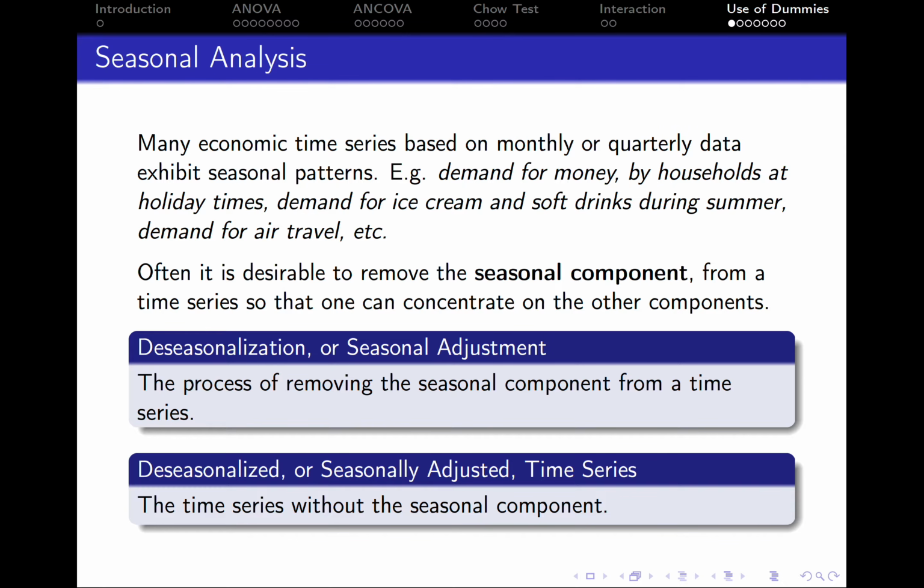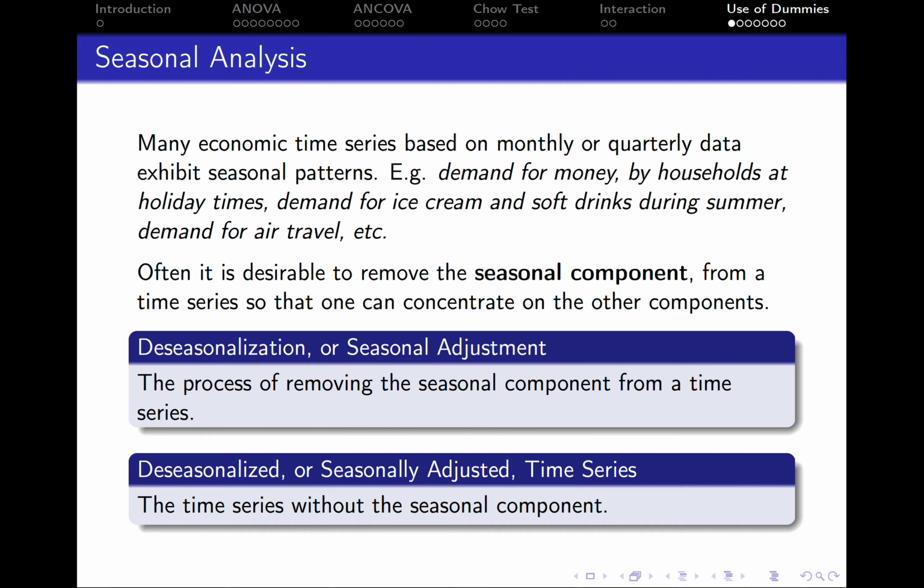For example, demand for money by households at holiday times, right? Usually we demand more money during Christmas times, probably Easter times. Demand for ice cream and soft drinks during summer, right? Usually we want more cold drinks and ice cream during summer than in winter. Demand for air travel: again, people prefer to travel in summer more than in other seasons. So this is where the seasonal patterns come from, our human behavior.